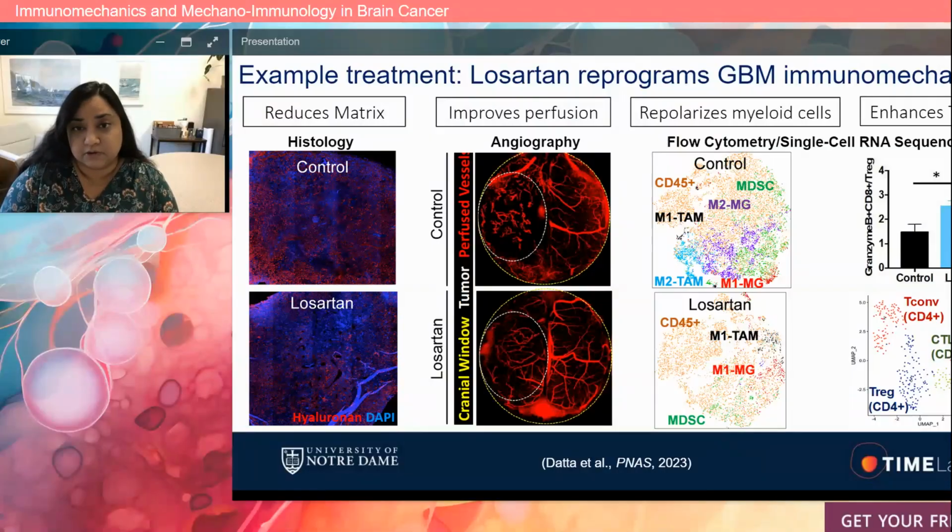So if you refer to the paper, you'll see that the next thing we did is we actually combined this drug losartan with immune checkpoint blockade in mice for survival studies and found that it was actually able to cure about 20% of mice that were bearing these glioblastoma tumors. And we think that a large part of this mechanism is overcoming these immune mechanical features. So this is very exciting.